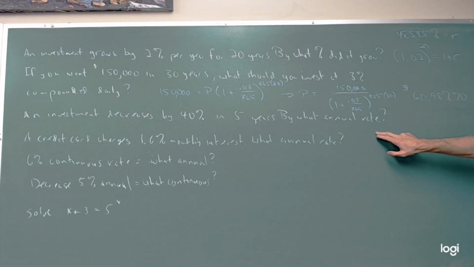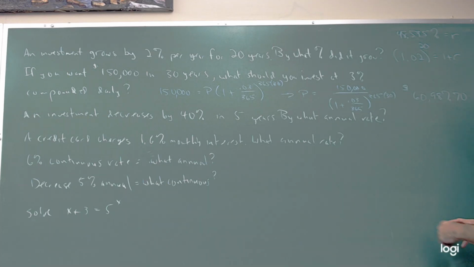We ready for this one, or do you need a minute? No response. Yes, you're ready. You can just move your head, or no, you need a minute. Okay, so we're ready. So an investment decreases by 40% in 5 years. What's the annual rate? So we want to know what is that annual rate in 5 years.